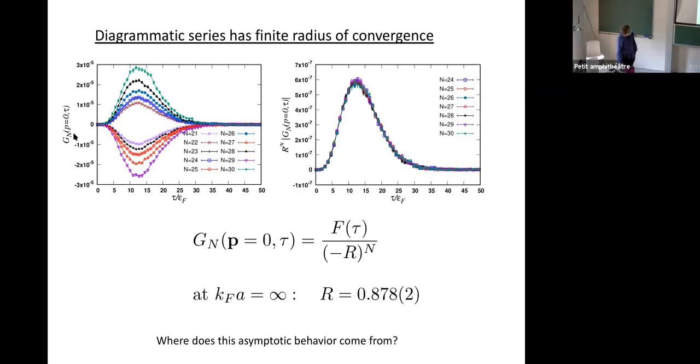The behavior that it has at large order is actually just a function of time, which is rescaled in an exponential way. If we take the absolute value of this Gn and multiply with r to the power n, we see that all the data nicely collapses on top of each other, which is this function f of tau. And the value of r here is somewhat smaller than 1, showing that the series is divergent.